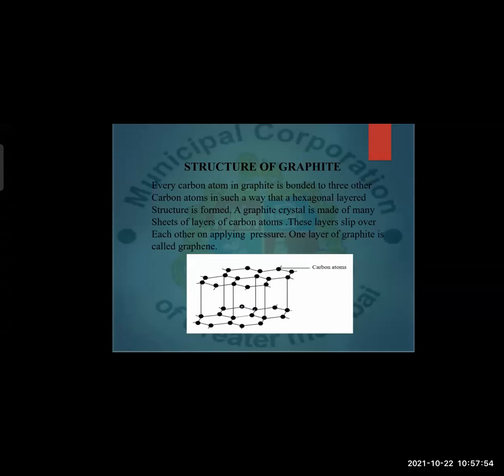Clear with this? So this was the structure of graphite. It is a hexagonal structure because three carbon atoms are joined together by a single covalent bond to give it a hexagonal structure. And it is very slippery. All the layers which are arranged one over the other are very slippery. When we hold it between our forefinger and thumb, it slips. And a single layer of graphite is known as graphene. Okay, let's move on to the next part.